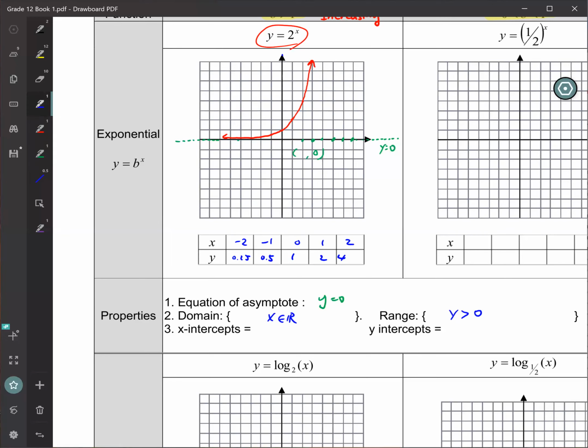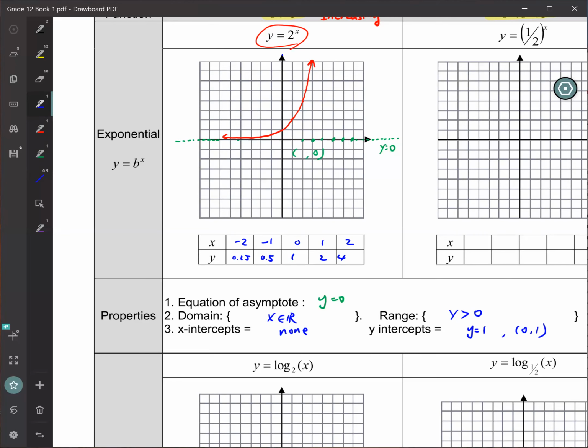Okay, x-intercept. Tiana. There's none. And y-intercept? Y equals 1. Yep, y equal to 1. Okay, very good. You can write either y equal to 1 or you can write it as 0, 1, okay? Because y-intercept means x has to be 0.